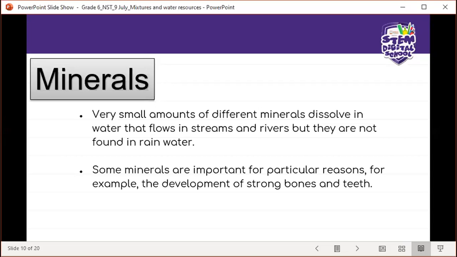So guys, do you guys know the mineral which is important, or which is good for the development of strong bones and teeth? Do you guys know what that mineral is? The mineral which is important for the development of strong bones and teeth. Can any of you guys tell me what that mineral is? I see Michael, beautiful. So the mineral is calcium, all right? So that mineral is calcium. Calcium is good for the development of strong bones as well as teeth. So that is why we are usually required to drink a cup of milk every day.